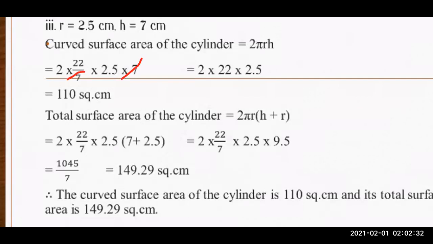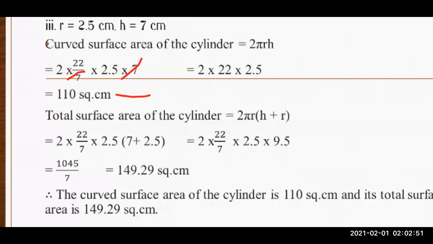Now you have to multiply 2 into 22. 2 into 22 is becoming 44. Now 44 should be multiplied by 2.5. Now if I multiply by 2.5, what are we getting? We are getting the answer as 110 square centimeter.